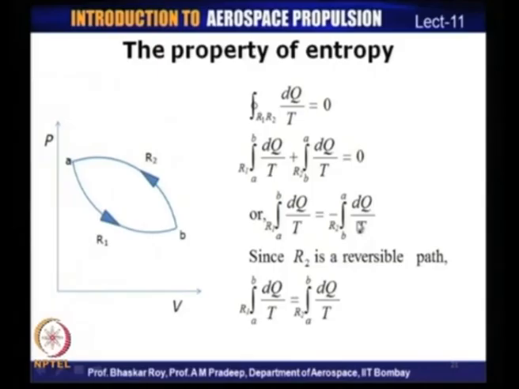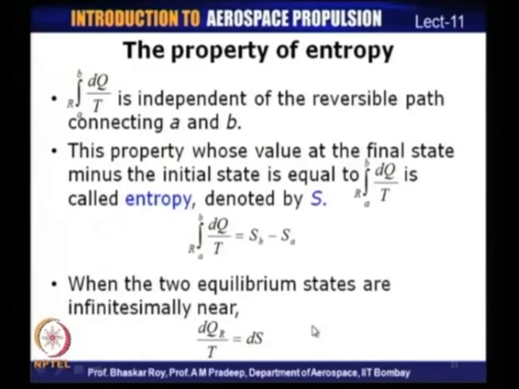Now, since R1 and R2 are both reversible paths or reversible processes, the integral from A to B along R1 of dQ by T is equal to the integral from A to B along R2 of dQ by T. So, this means that the integral from A to B of dQ by T is independent of the reversible path connecting A and B. It does not depend upon how the process is carried out, it just depends upon the end states A and B. So, this property whose value depends upon the final state minus the initial state and is equal to the integral of dQ by T is called entropy, as we have just now defined, and it is denoted by the symbol S.